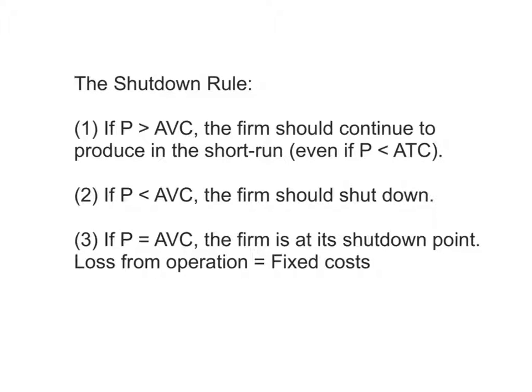And then if price equals average variable cost, if the 2 values are the same, then the firm has reached its shutdown point. And at that point, it really doesn't matter what the firm does. Whether it produces or shuts down, its loss will be the same. Its loss from operation will equal its fixed costs. And so again, we call that point the shutdown point. That price where price equals the minimum average variable cost is called the shutdown price.